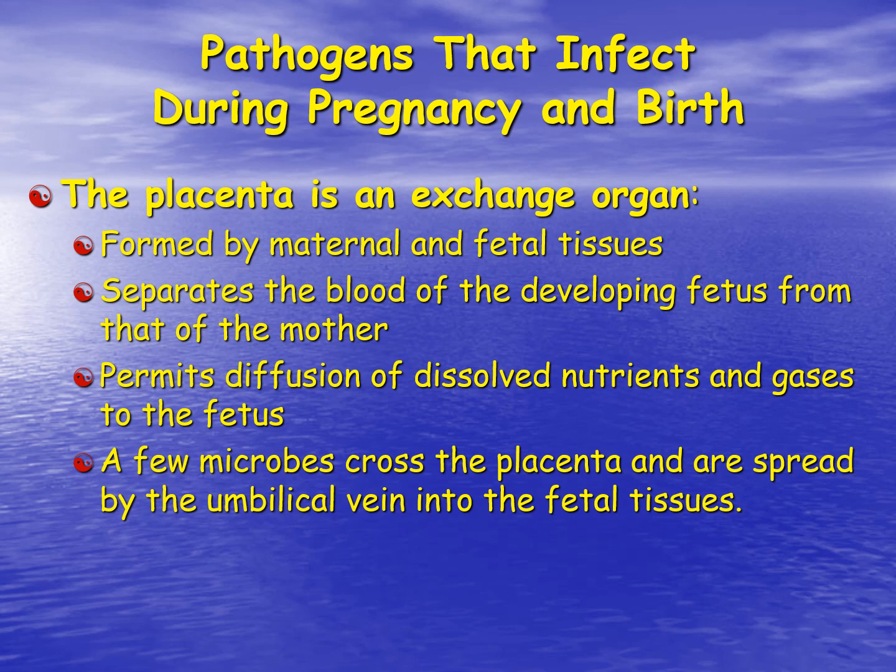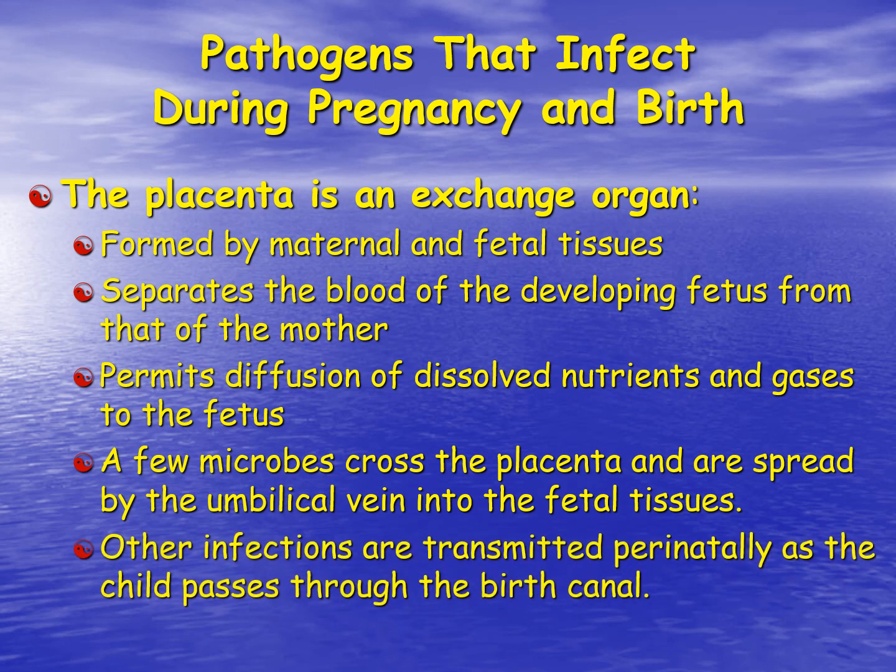A few microbes will cross this placental barrier and can be spread then by the umbilical vein into fetal tissues. Other infections can be transmitted perinatally as the child passes through the birth canal. We put a drop of silver nitrate in the eyes of newborns, and that is to hopefully cut down on some of the common infections that we might see in the vaginal canal that are in low numbers but could be picked up as that bowling ball head gets squished through that straw of the vagina.